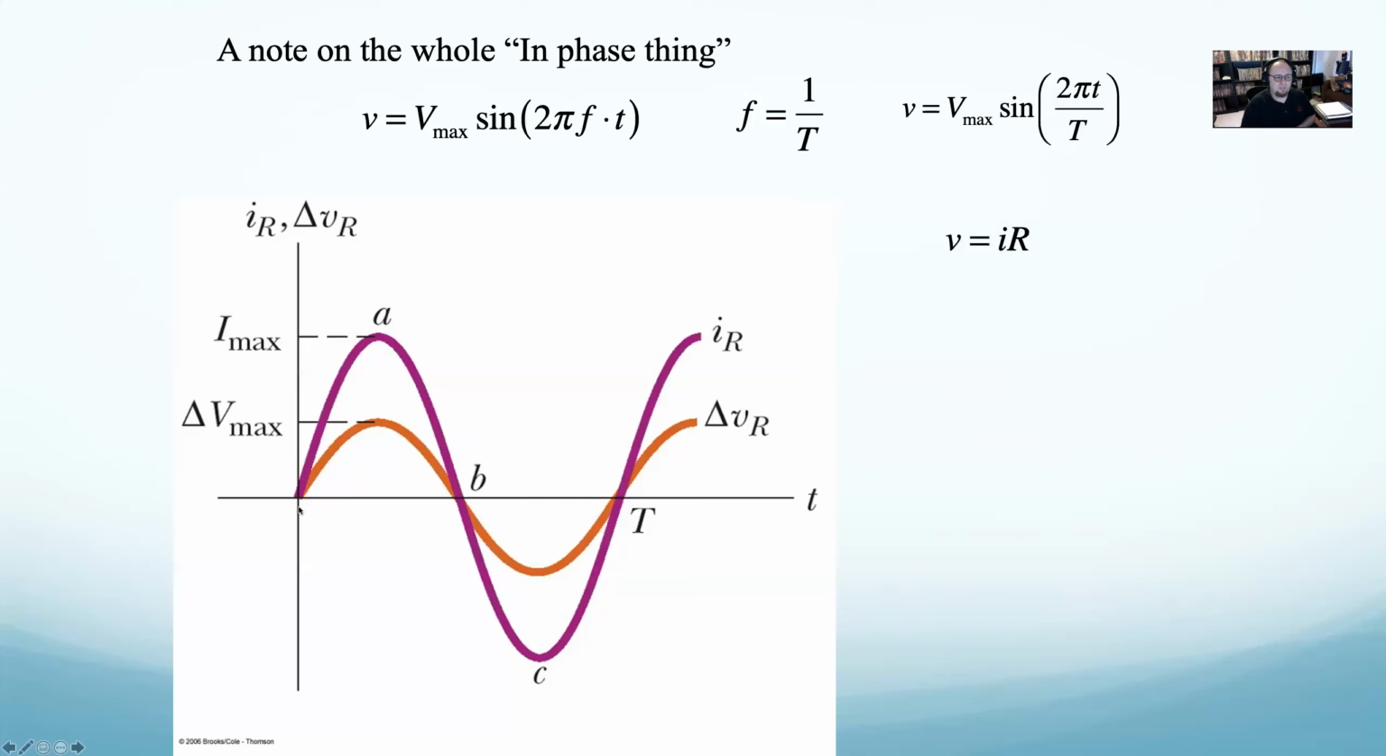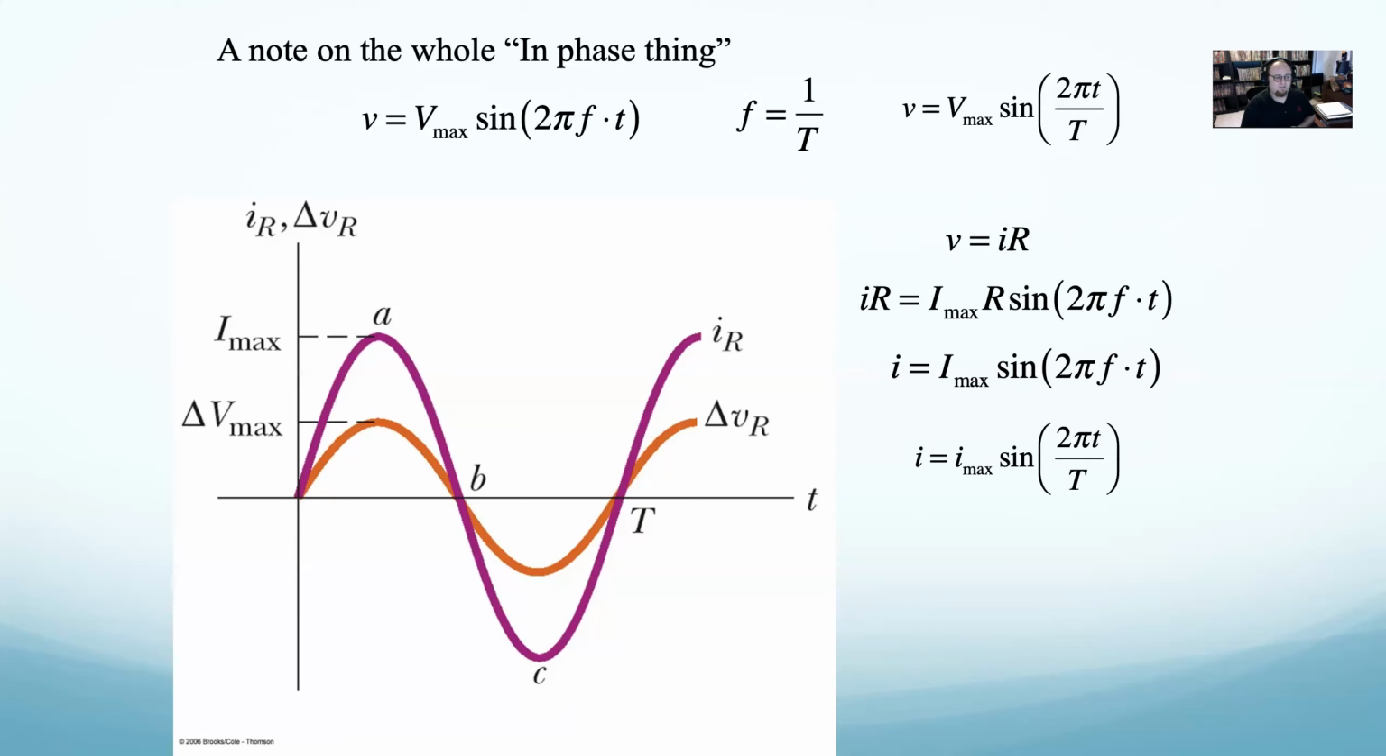Now, keep in mind, V equals IR, which means since V equals Vmax sine of 2 pi ft, that means IR equals Imax R sine of 2 pi ft. So that means the current will also follow the same sine wave. So I can find the current as a function of time, either using frequency or period.